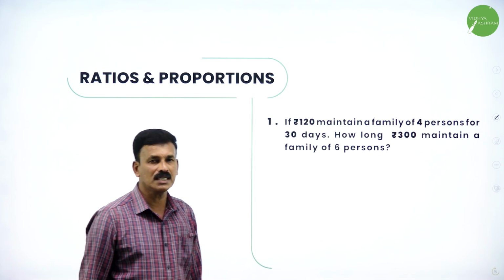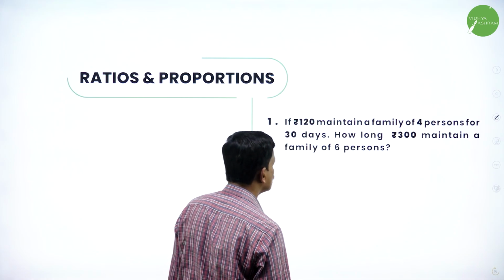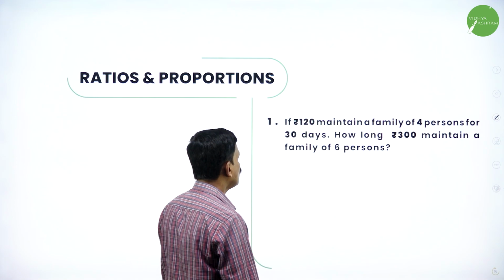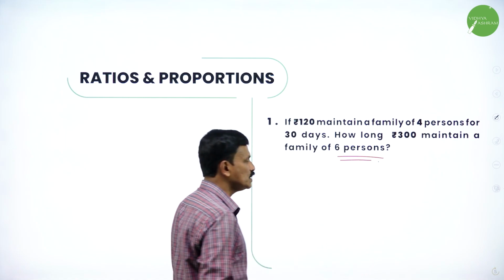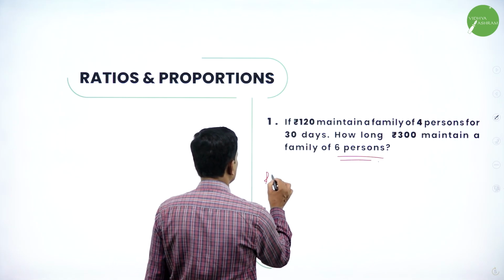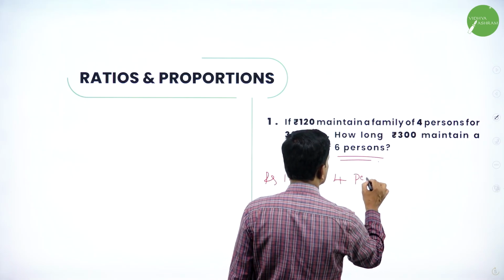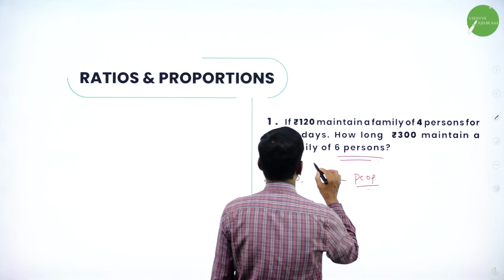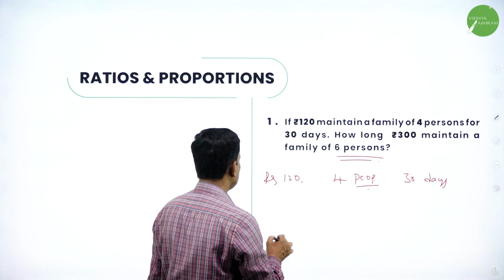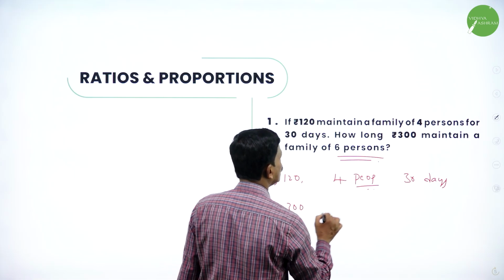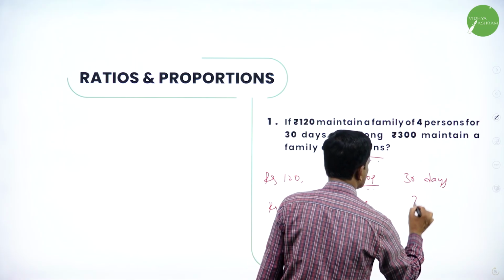Now next let us take an example based on this concept. If rupees 120 maintain a family of 4 persons for 30 days, for how long will rupees 300 maintain a family of 6 persons? So here rupees 120 maintains a family of 4 persons for 30 days. How long will rupees 300 maintain a family of 6 people? That is to be determined.